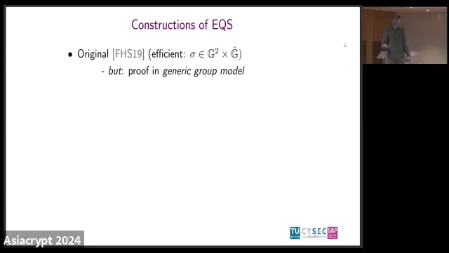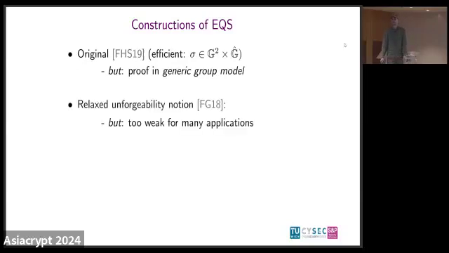Now, what is the generic group model? I will define that in detail later also, but for now it is an idealized model where we assume that the adversary has to work for any group. Then there has been another construction by Fuchsbauer and Gay, where they relaxed the unforgeability notion. In fact, they relaxed it in a way so that it becomes falsifiable. And therefore, they can get a proof from standard assumptions for this scheme. But as it turned out, this scheme was too weak for many applications.